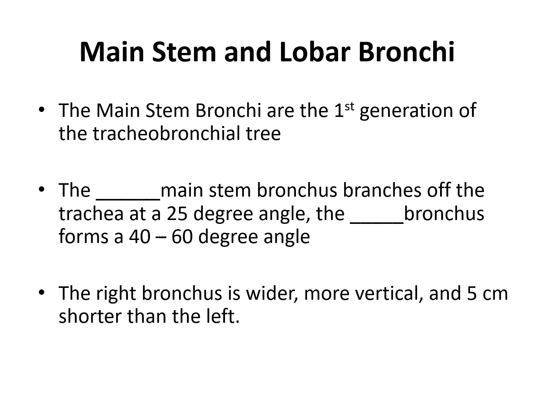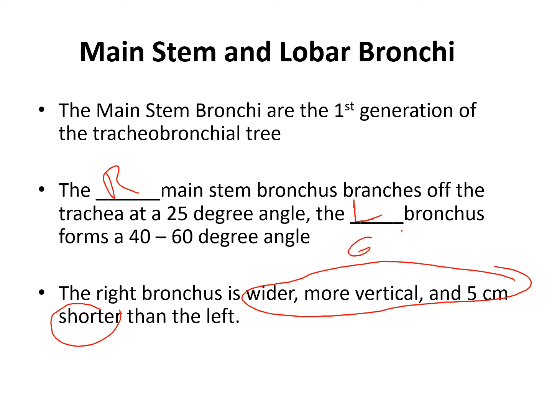The right main stem bronchus, right? The right main stem bronchus branches off the trachea at a 25-degree angle, and the left bronchus forms a 40 to 60-degree angle, so that's much different, right? And the right bronchus is wider, more vertical, and shorter. So you do need to remember that. The right bronchus, and I called this one George Costanza, right? You can Google image if you don't know who that is. And the left is Kramer. It's smaller, taller, and that's on the left. It's a different angle, and that character was kind of a different angle too.